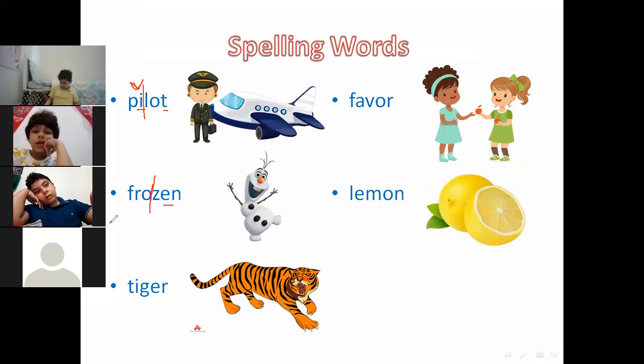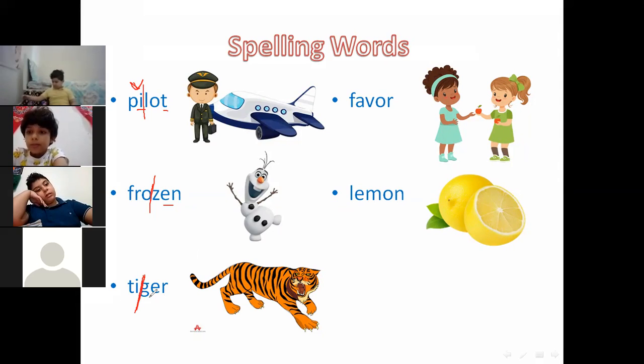Okay? Yes, Firas. Yes, Firas. Unmute your mic. Tiger. Excellent. Tiger. How can we divide it? The line between the I and the G. Amazing. Between the I and the G. Wonderful. Closed syllable.